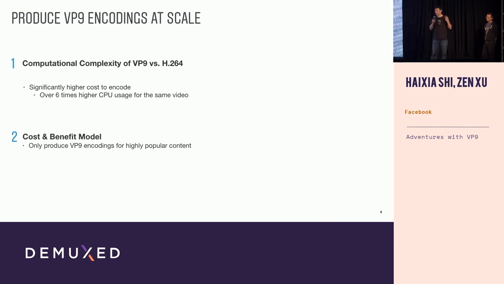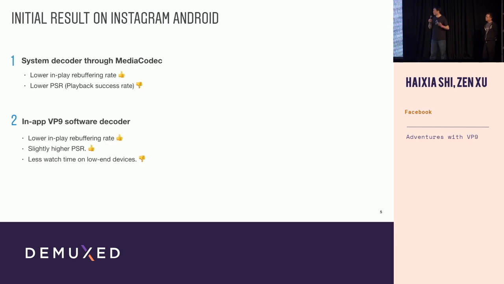Obviously, we're going to look at the most popular accounts, the most popular content that's going to generate millions of views. That's where it magnifies the bitrate savings. And that's also how we prioritize our server resources to transcode video to VP9. Having talked about that, I'm going to hand over to my colleague Zen, who's going to talk about Android playback.